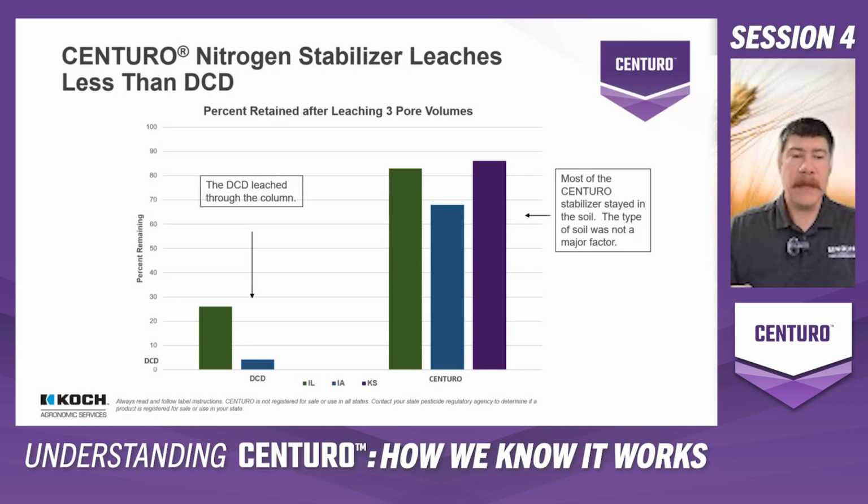What you're looking at is a study that had soil from Illinois, Iowa, and Kansas, and there were 3 different leaching volumes poured down the soil column, and then the amount of active ingredient in each of those columns was measured at the end of the study. What you see here is that a lot of DCD was leached from the profile compared to that of CENTURO, where very little active ingredient was actually leached. Again, this is just some data to really define the differences between DCD and pronitrogen in the way that the two stay within the soil profile.